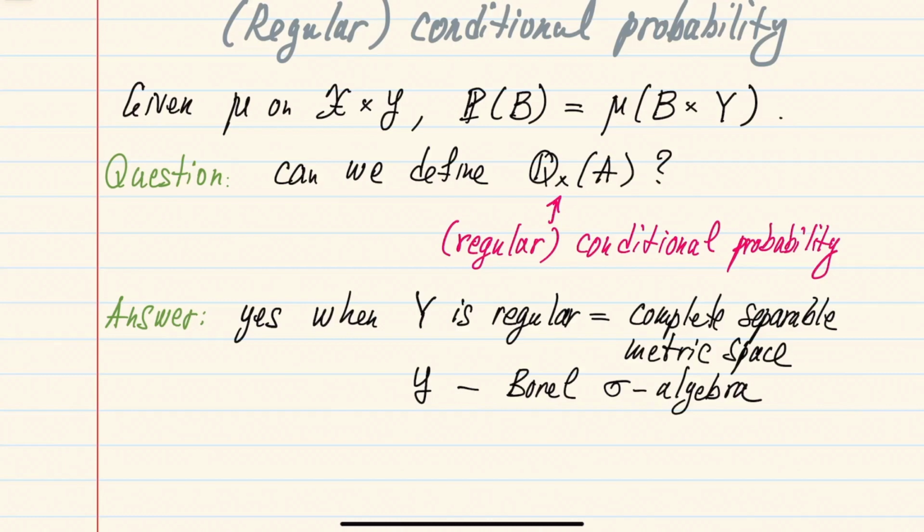Before I state this main result, let me discuss what the main difficulty is, and also discuss that there is actually a natural candidate for this transition kernel Q, because we already have this construction of conditional expectation. And of course, probability is expectation of an indicator, so conditional probability will naturally be conditional expectation of an indicator.